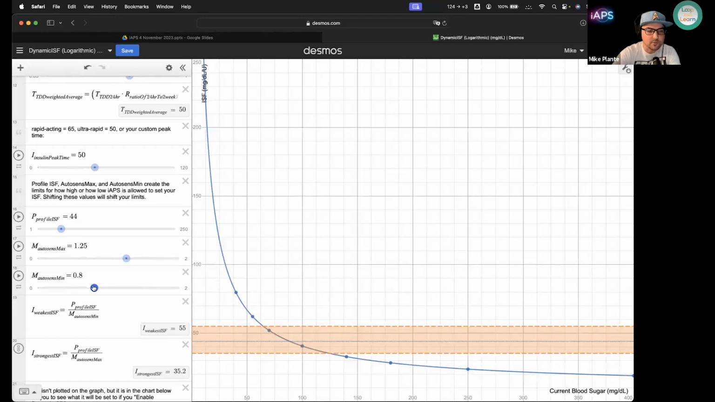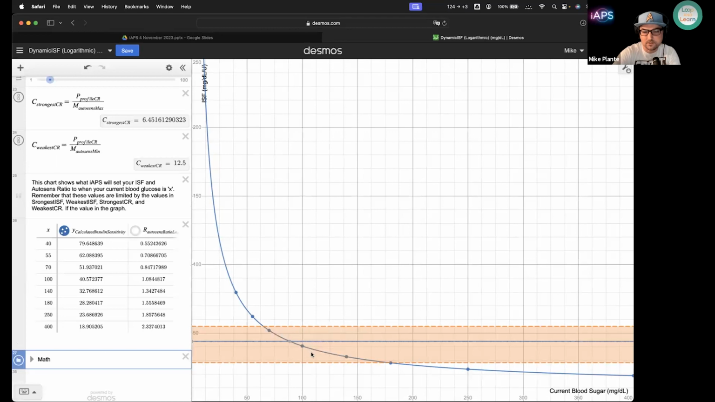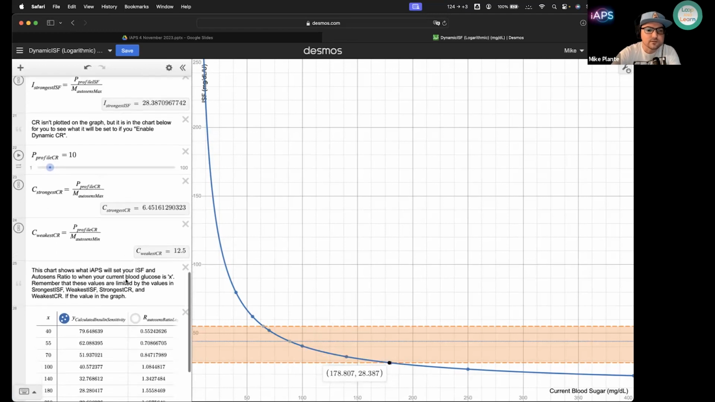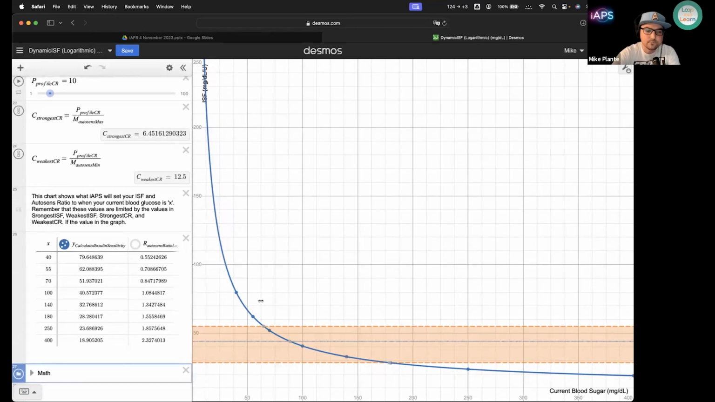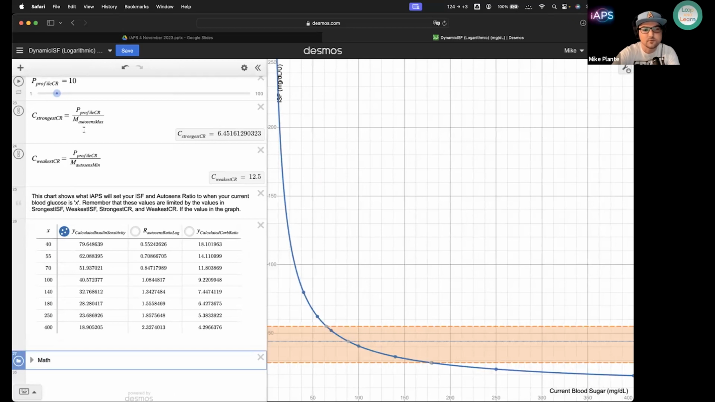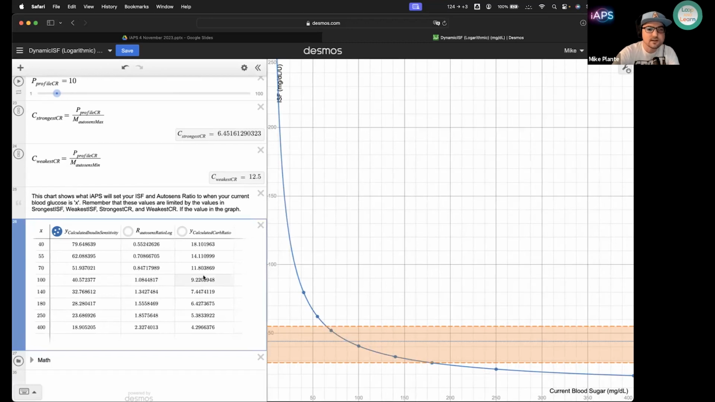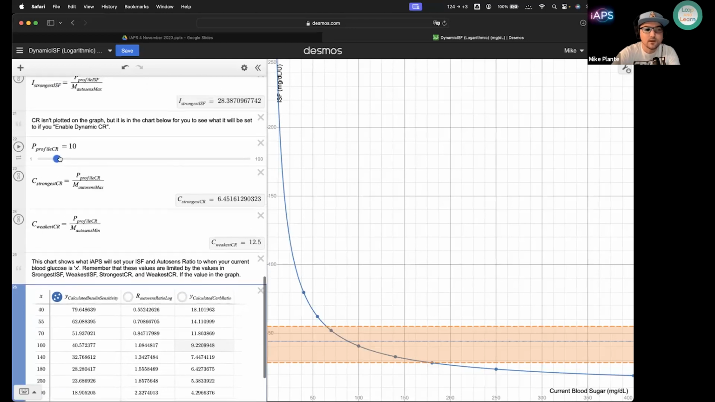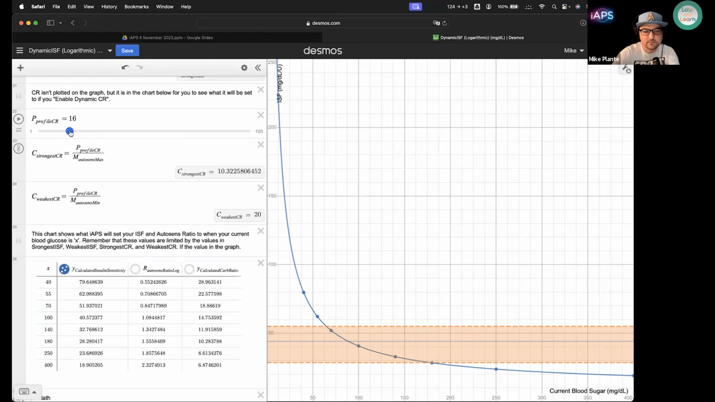I think the default is around 0.8 to 1.2. And the bigger you make this, the more leverage you're giving iAPS to set your ISF further from your profile target. Also down here, you can see there's a graph. It shows the X for different blood sugar values with the settings that I've set up here. It'll show your calculated ISF for that value, and the autosens ratio. So like 1.08 would be 108%. And then it'll also show you your carb ratio if you have dynamic carb ratio turned on, then your profile carb ratio will also be affected by the autosens ratio.